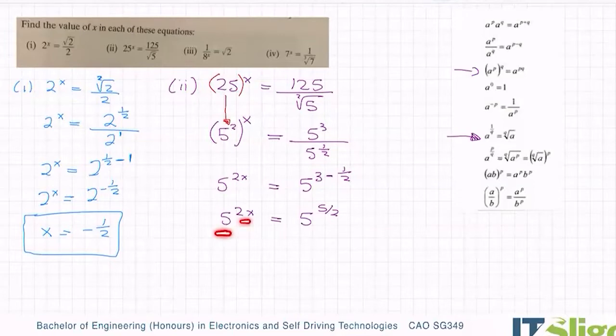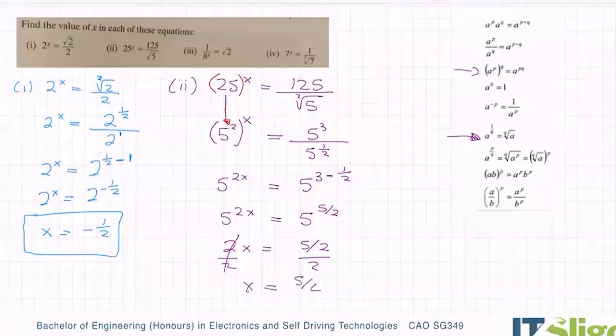We have a base number to a power in its simplest form, base number to a power in its simplest form. Now we drop the base numbers. So we have 2x then being equal to 5 over 2. Divide both sides by 2 like you normally would. And x is equal to 5 over 4.